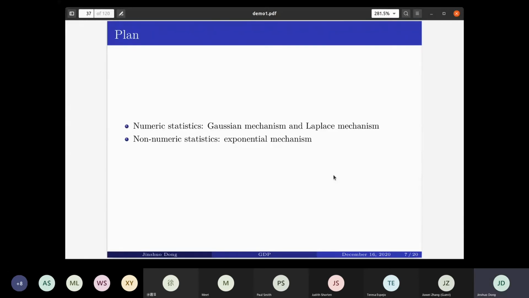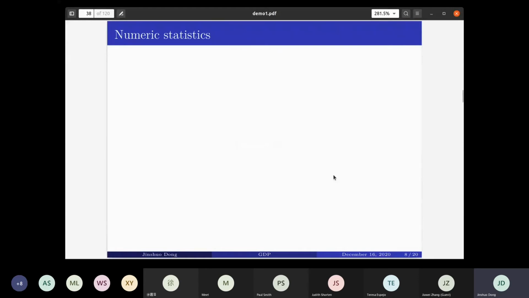The Gaussian mechanism is adding Gaussian noise. The Laplace mechanism is adding Laplace noise. There's nothing fancy about it. And non-numeric statistics involves the so-called exponential mechanism. It's also something already considered in statistics and physics. We're not touching the deep nature of it. Anyway, let's start with numeric statistics. For simplicity, let's suppose the dimension is 1.